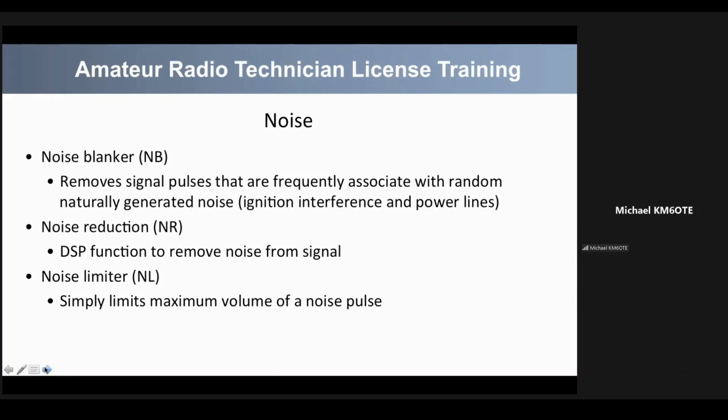Okay, noise is another issue. There will be noise on the radio sometimes, and there are things called a noise blanker. It reduces signal pulses, like from a car ignition, for example, and that's called NB, noise blanker. Noise reduction is a digital signal processing function. DSP stands for digital signal processing, which removes noise from a signal. A noise limiter just cuts it off, and that's NL. So it simply turns down the volume of the noise pulse.